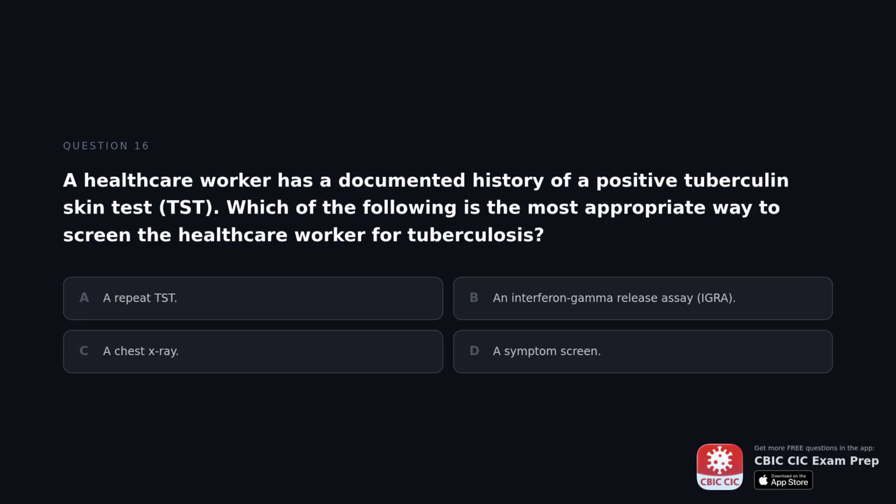A healthcare worker has a documented history of a positive tuberculin skin test (TST). Which of the following is the most appropriate way to screen the healthcare worker for tuberculosis? A. A repeat TST. B. An interferon gamma release assay (IGRA). C. A chest X-ray. D. A symptom screen.